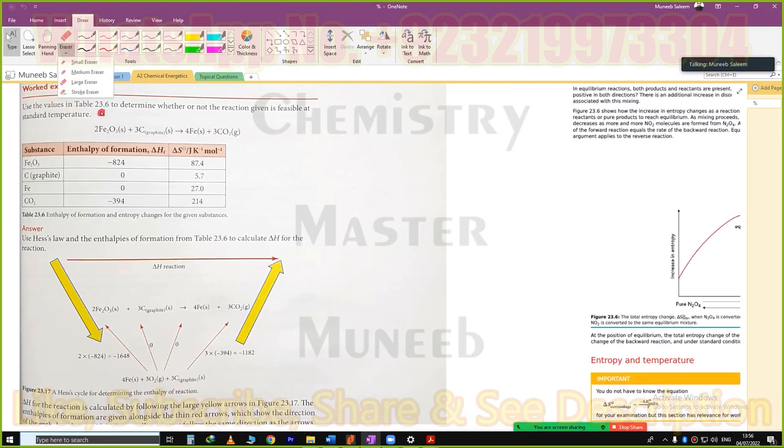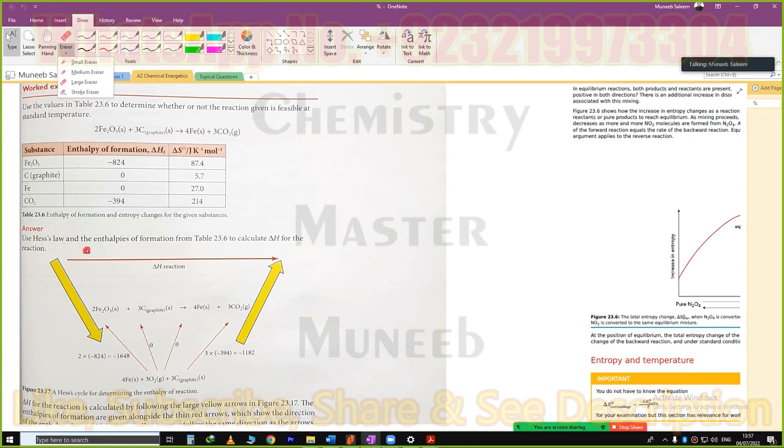Use the values in table 23.6 to determine whether or not the reaction given is feasible at standard temperature. We have this whole equation. Then we have this table. This gives the values of enthalpy and entropy for all these substances: enthalpy for the reactants and entropy for the reactants, enthalpy for the products and entropy for the products.